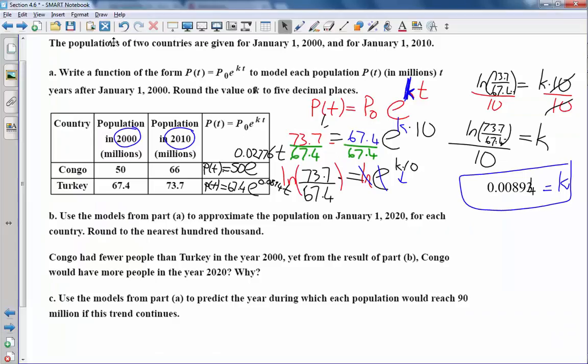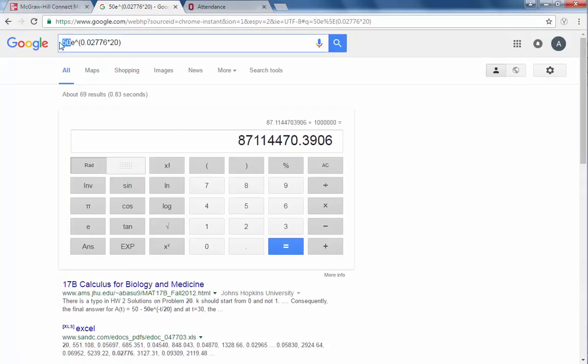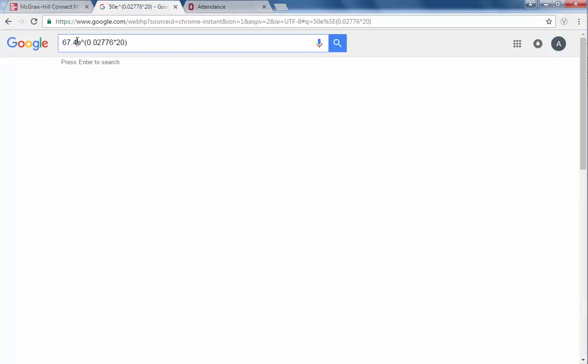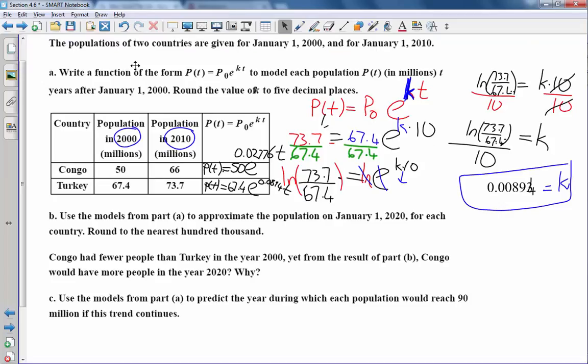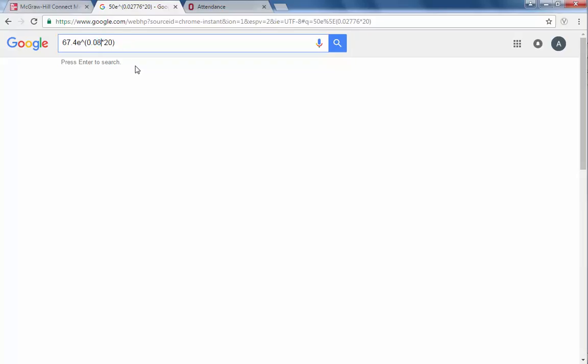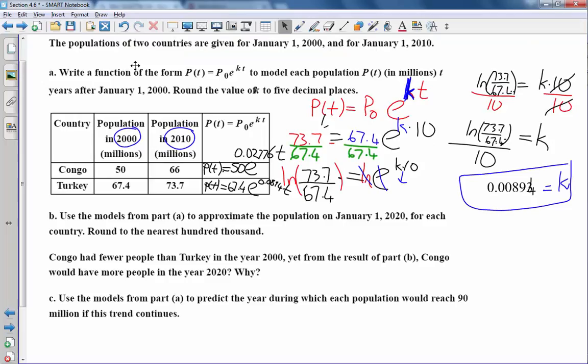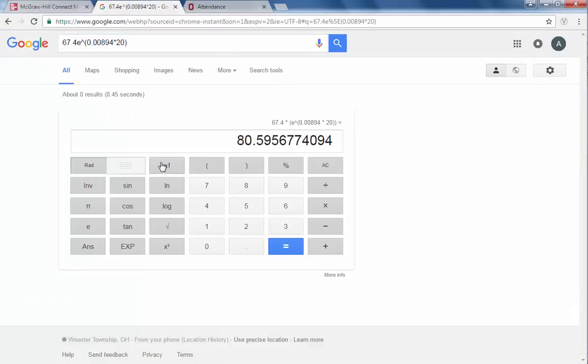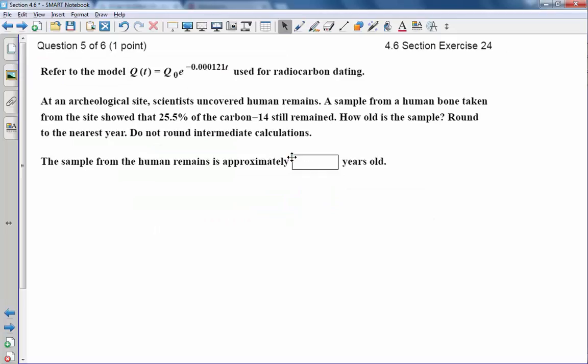Alright, how about Turkey? For Turkey, all you need to do is change initial quantity. They started with 67.4 million, right? And they have a slower growth rate, so change it to slower one. It's 0.00894. And 20 years again. They will grow into 80,595,000. That's 600,000. I round this into 600,000. So 80.6. 80.6 is my estimate.